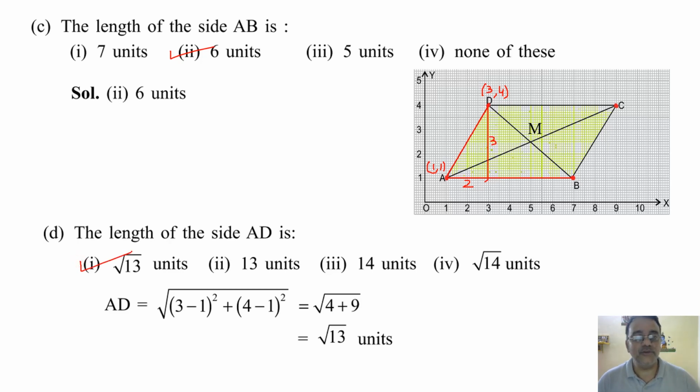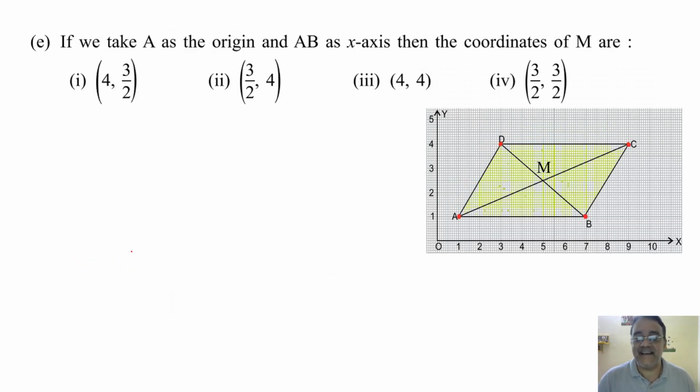So now we are moving toward the next question. If we take A as origin, ठीक है, A को हम लोग origin ले रहे हैं, and AB as x axis, this one, this is x axis. Okay, so this is y axis. Figure समझ में आ गया? Yes, sir. Okay.